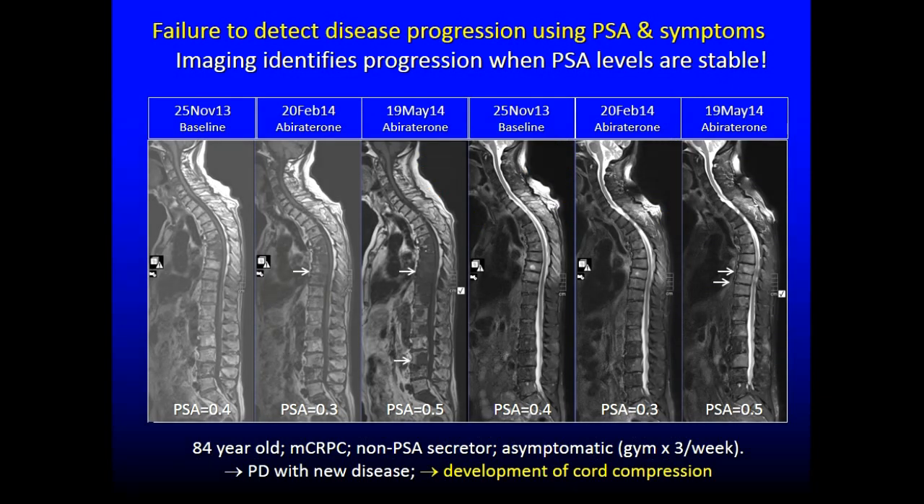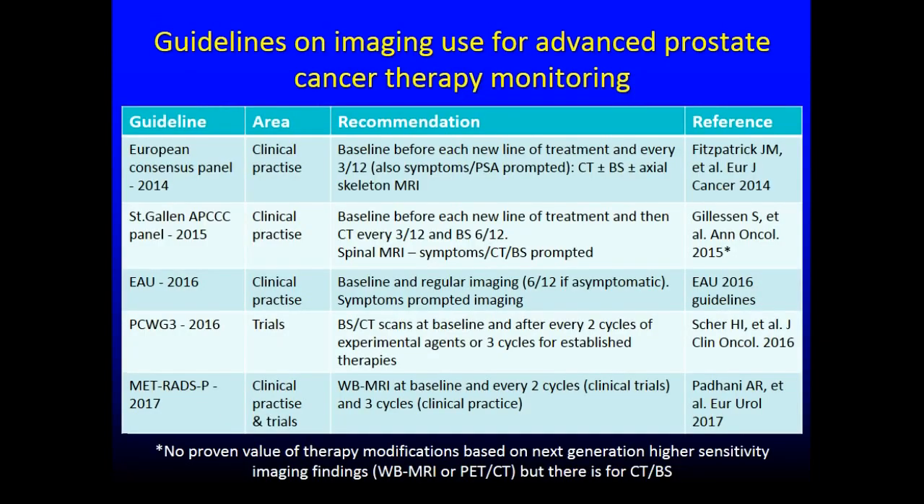Here's an example of a patient who failed to show clinical or PSA progression, but on imaging rounds has developed progression. So you can see on the second examination there is disease progression, but treatment was continued on abiraterone, and then he develops more progression and eventually develops cord compression, for which he required radiotherapy.